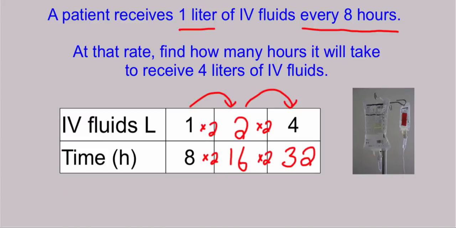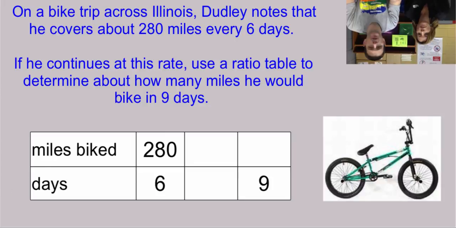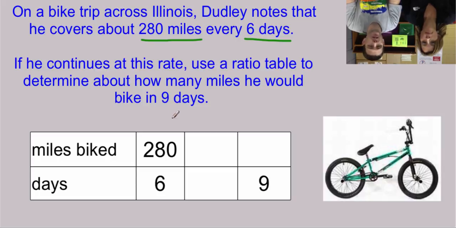All right. One last problem. This one's a little bit tougher, so we saved it for last. It says that on a bike trip across Illinois, Dudley notes that he covers 280 miles every 6 days. If he continues at this rate, use a ratio table to determine how far he would go in 9 days.